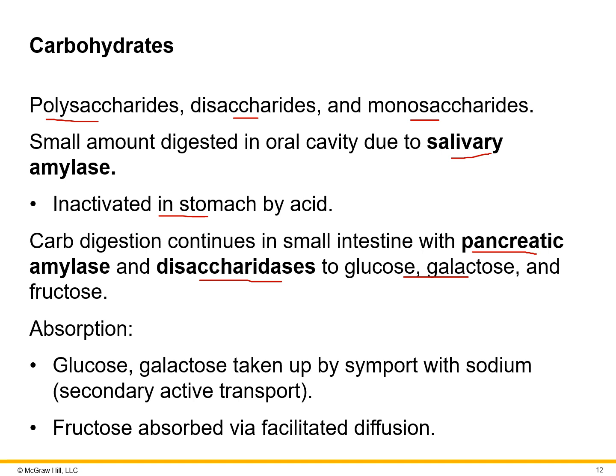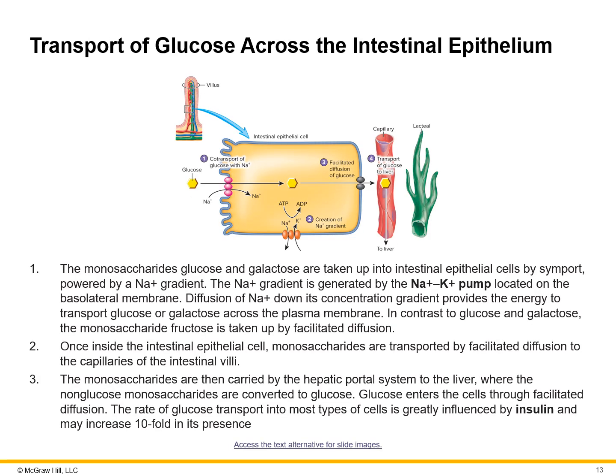What gets absorbed is glucose, which can move through a glucose transporter. Galactose can also be taken in using what's called a symport. Sodium moves with its concentration gradient, which gives energy to actively move galactose. And fructose can be absorbed by facilitated diffusion, meaning using a transport protein, moving from high to low concentrations.